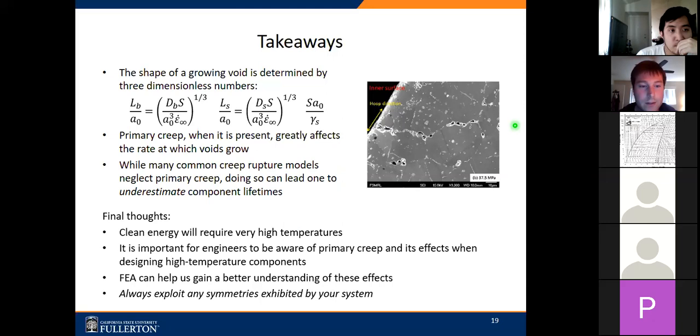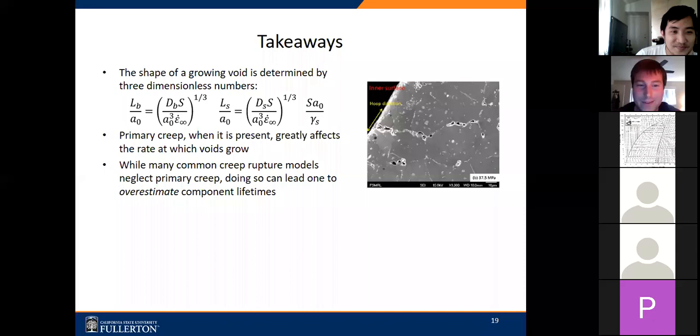Is that wrong? Yes, sorry, there's a typo here. You can overestimate component lifetimes when you neglect primary creep. Whoopsie, I'm gonna fix that right now. Sorry, hold on 1 second here. This is what happens when you leave it to the last minute and you work on your presentation the night before. This is the beauty of Zoom presentations. You can make corrections on the fly. That's right. Okay, there we go. That's much better.